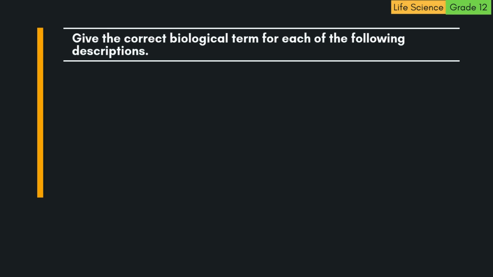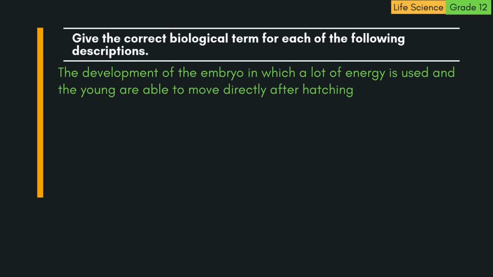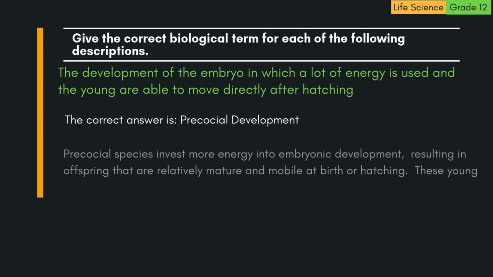Give the correct biological term for each of the following descriptions. The development of the embryo in which a lot of energy is used and the young are able to move directly after hatching. The correct answer is precocial development.